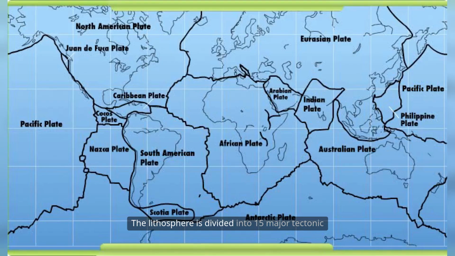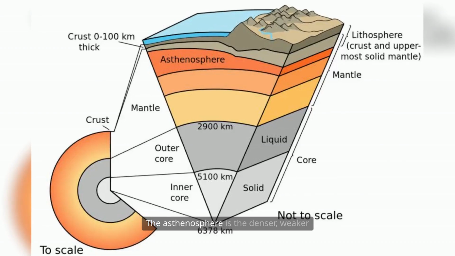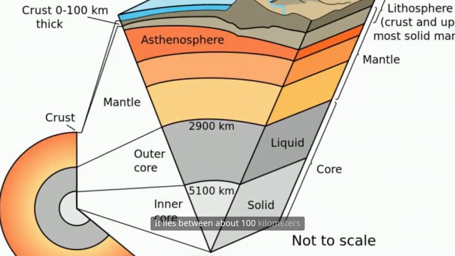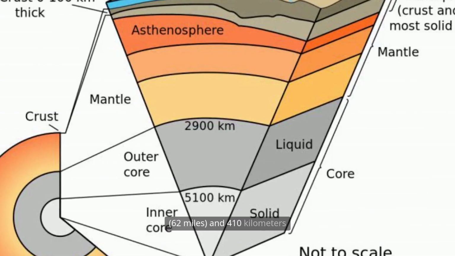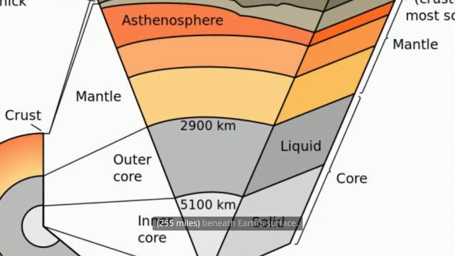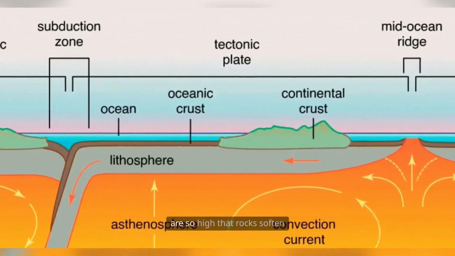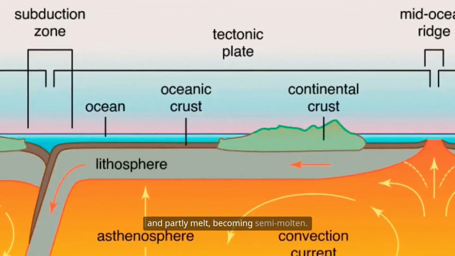The lithosphere is divided into 15 major tectonic plates: the North American, Caribbean, South American, Scotia, Antarctic, Eurasian, Arabian, African, Indian, Philippine, Australian, Pacific, Juan de Fuca, Cocos, and Nazca. The asthenosphere is the denser, weaker layer beneath the lithospheric mantle. It lies between about 100 kilometers, 62 miles, and 410 kilometers, 255 miles, beneath Earth's surface. The temperature and pressure of the asthenosphere are so high that rocks soften and partly melt, becoming semi-molten.